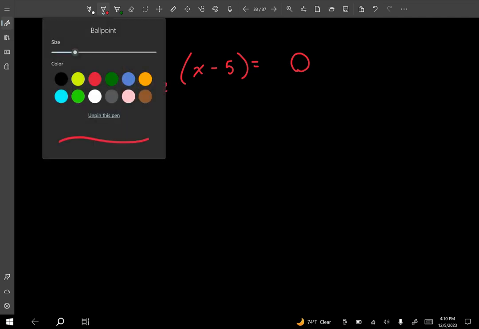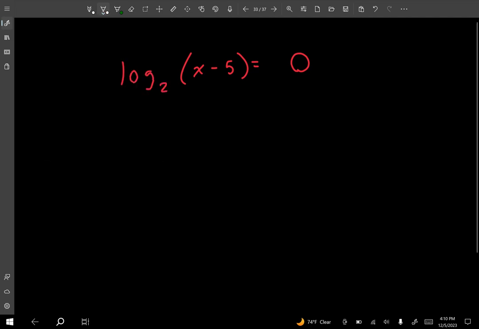Okay, I'm assuming you've tried it. Let's get in here and do this thing. So my base is 2, so I'm going to go 2 to the power of log base 2 of x minus 5 equals 2 to the power of 0.